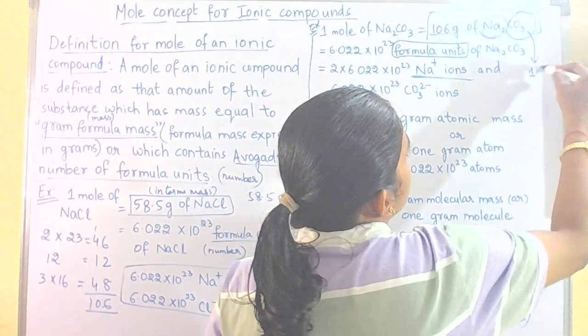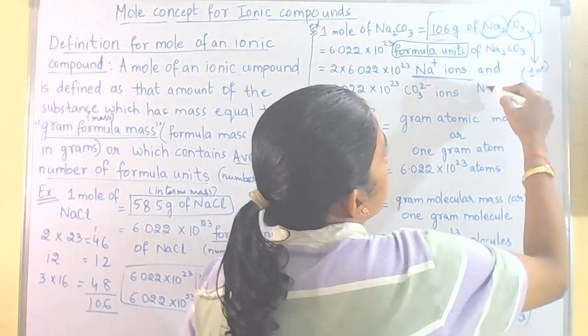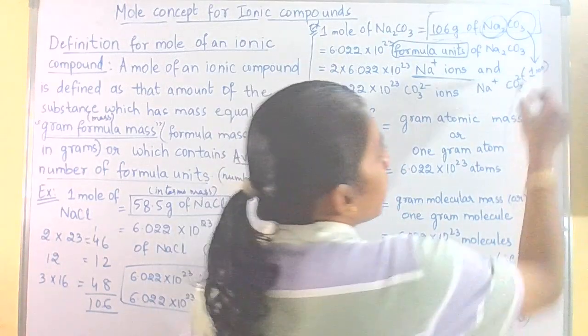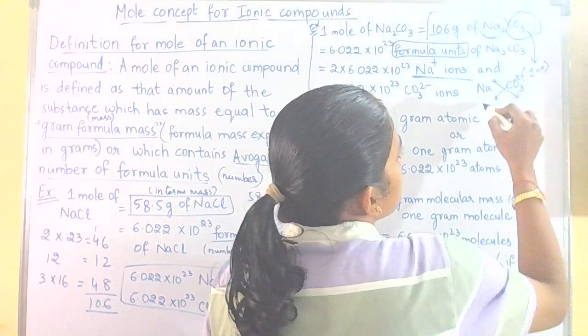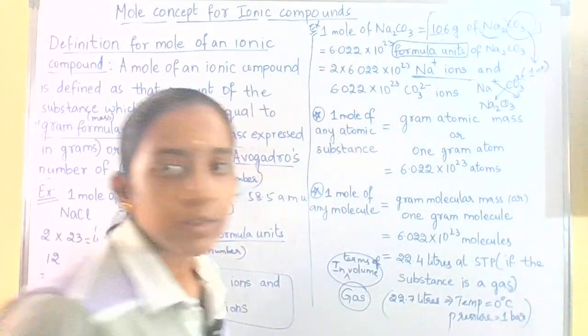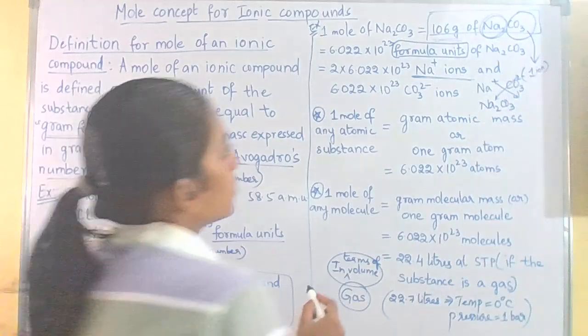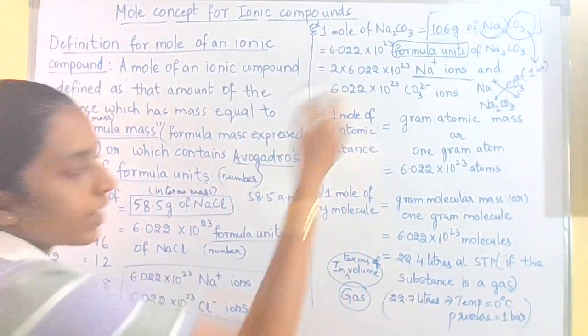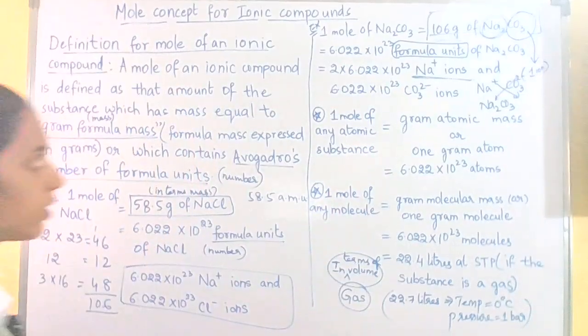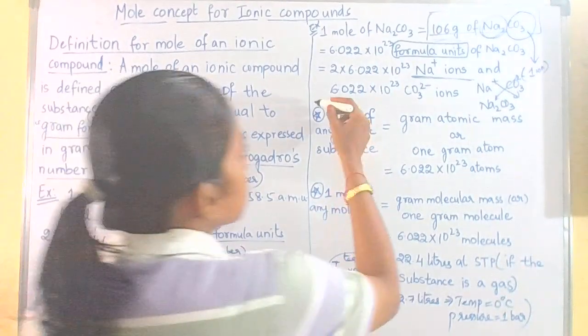Na plus, CO3 2 minus. When we do the crisscross method, we'll be getting Na2CO3 as our formula unit. So that is how we calculate formula unit, formula mass, as well as the gram formula mass for ionic compounds.